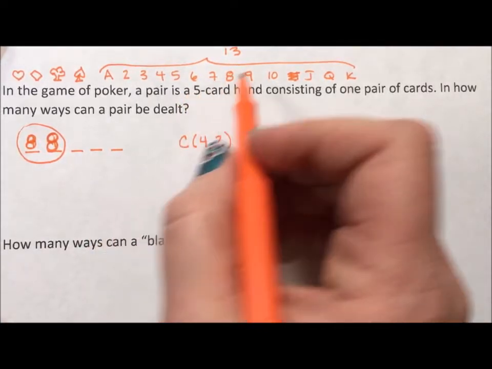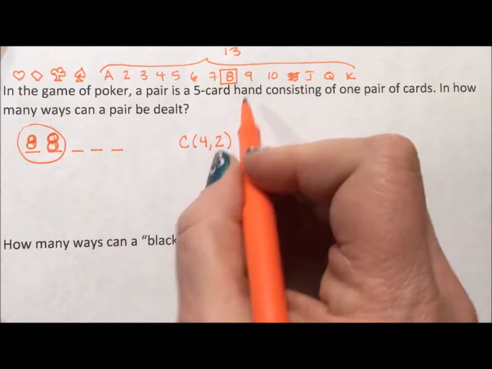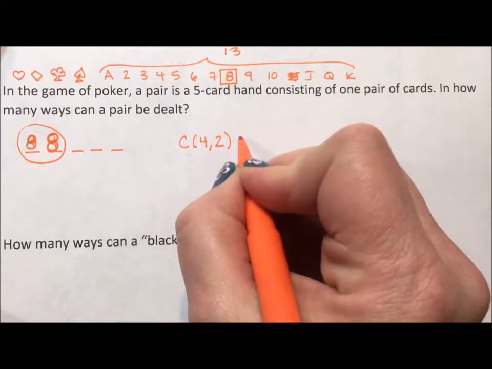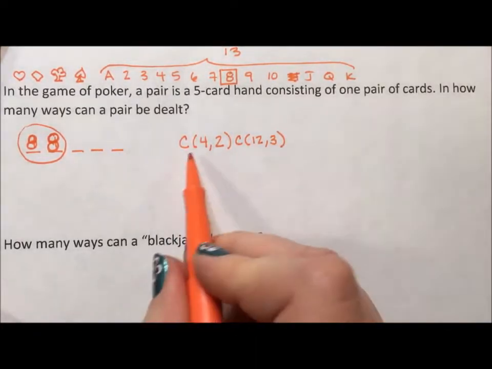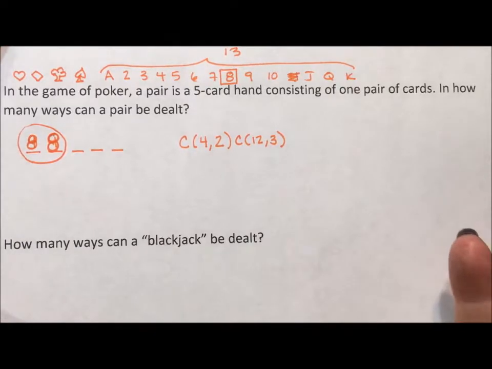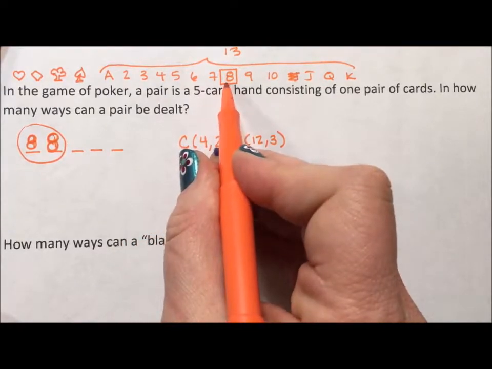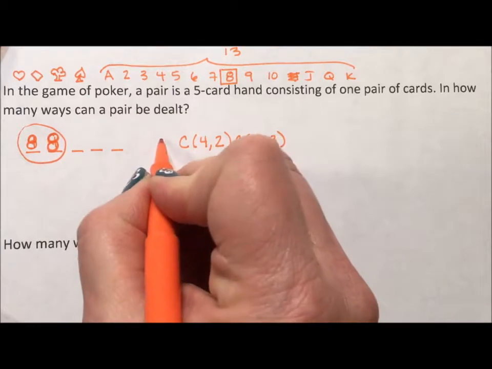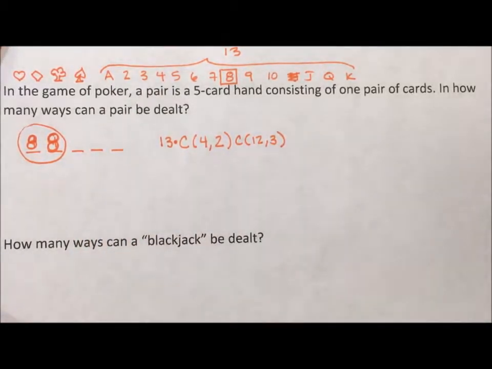Well, if I'm taking a pair of 8s out of this, it means my other cards come from any of the other 12 cards. So that means I have a combination of 12 other cards taken 3 at a time. And that would give me a generic pair. But the thing is, it doesn't have to be a pair of 8s. It could be a pair of 9s or a pair of 5s or a pair of aces. So I need to multiply this by 13 because there's 13 options for my pair.